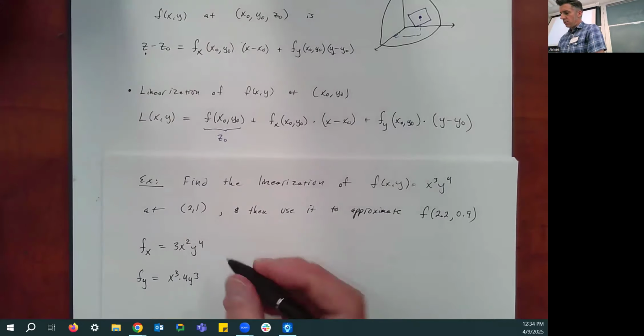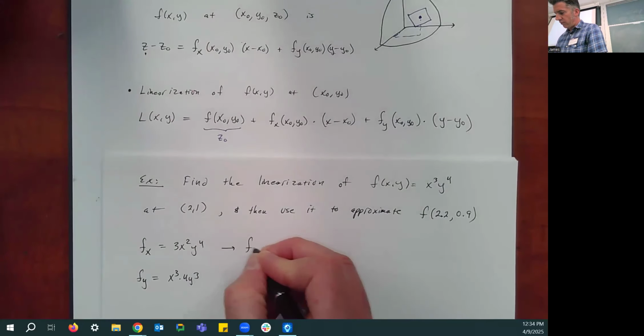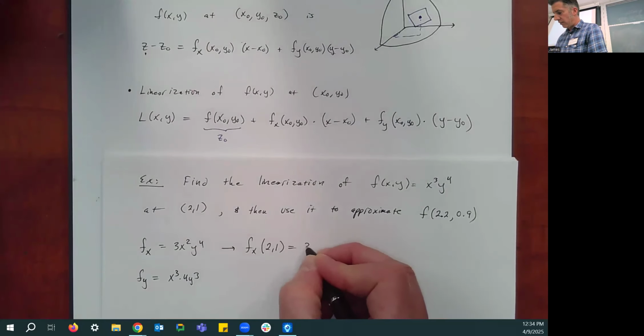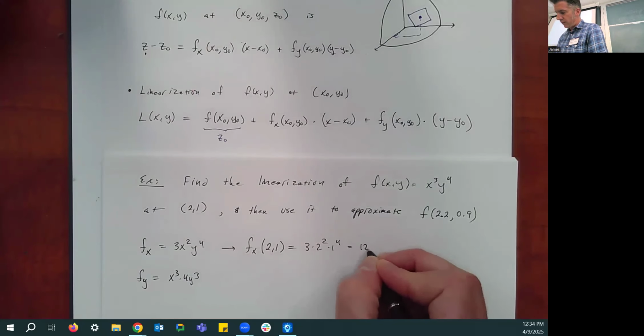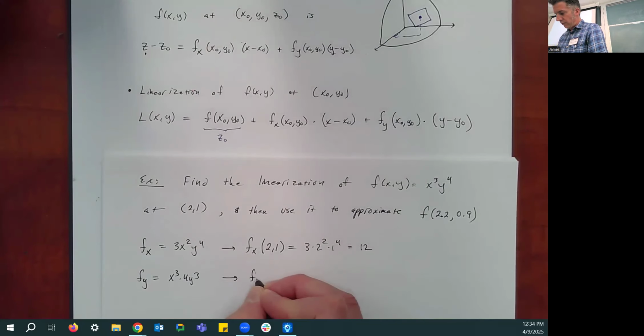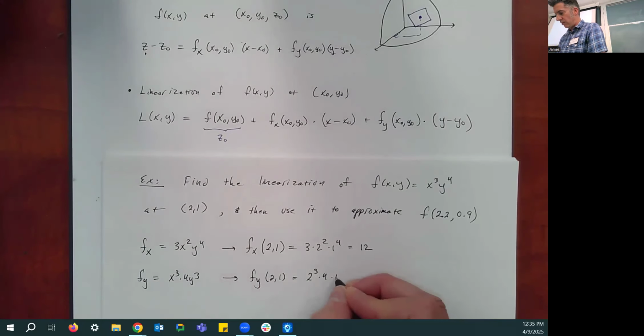So then our partial derivative of x evaluated at 2 comma 1 is going to be 3 times 2 squared times 1 to the fourth, which is 12. And our partial derivative with respect to y evaluated at 2 comma 1 is 2 cubed times 4. I don't really need to write times 1 cubed, but I am. 8 times 4 is 32.